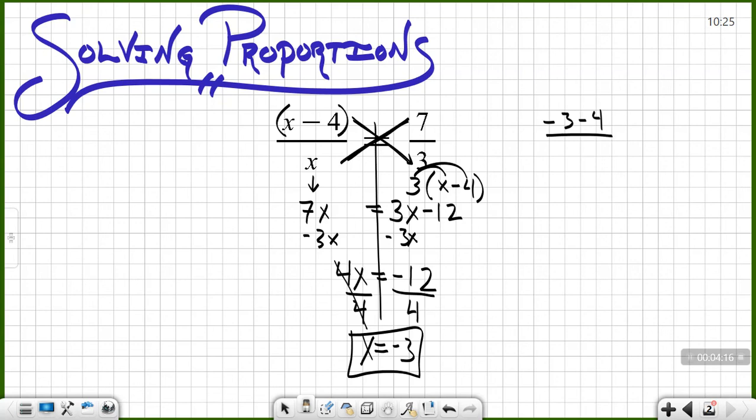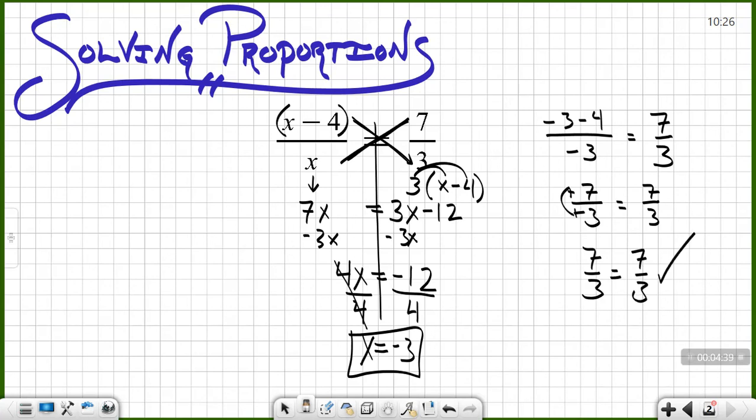Negative 3 minus 4 over negative 3 equals 7/3. And is that true? Well, negative 3 minus 4 is negative 7 over negative 3. They look similar, but we've got these negatives. Keep in mind, a negative divided by a negative is a positive, so these two will actually cancel each other out to become a positive 7/3, which does indeed equal 7/3, making our proportion true.